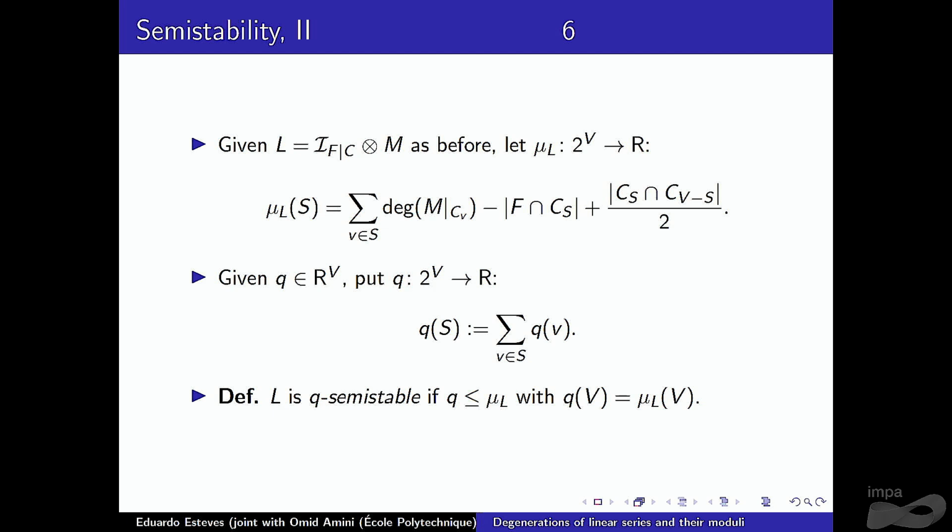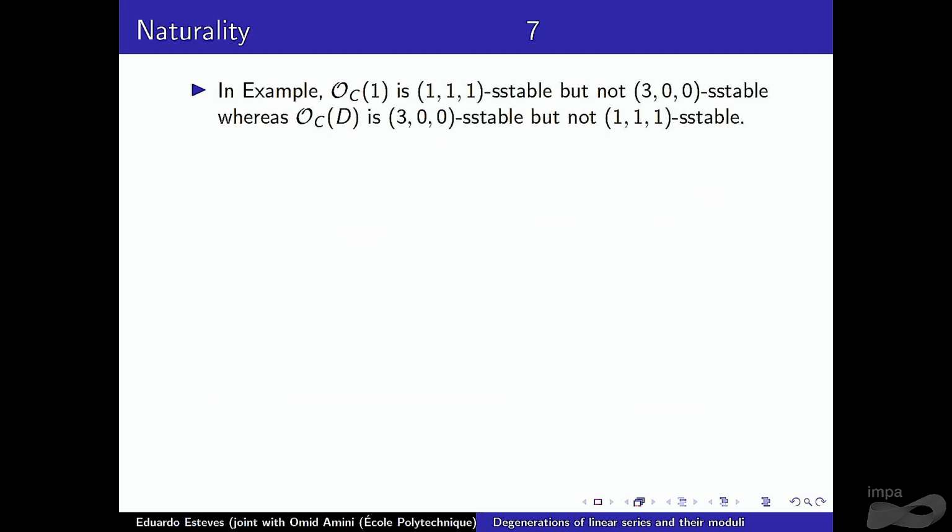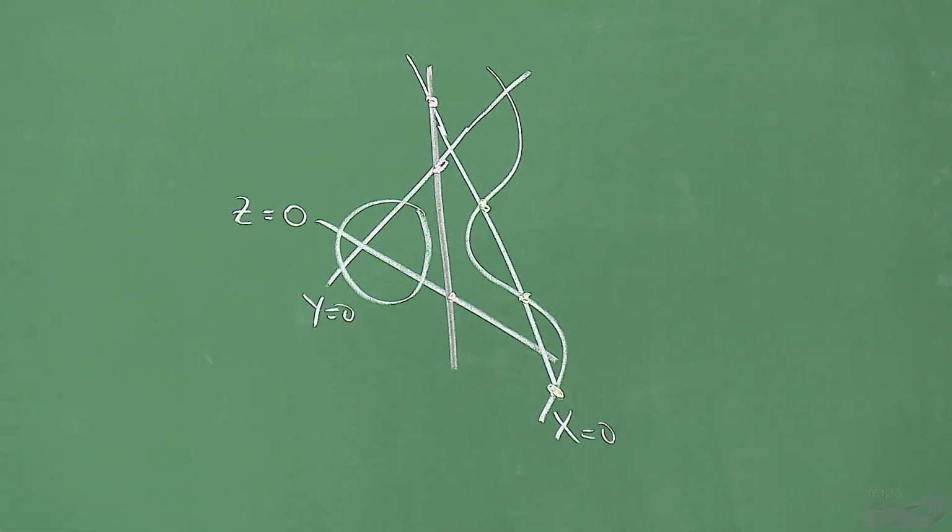So what's this Q, right? Well, this Q is a choice that you make. So for instance, if I'm interested in the divisors cut out by lines here, then I can look at O of 1. That's (1, 1, 1) stable. Easy to see because that's actually the multi-degree of the divisor cut out by the lines. But it's not (3, 0, 0) stable. Right? It's too far, (3, 0, 0) from (1, 1, 1) with respect to the points of intersection of subcurves there.